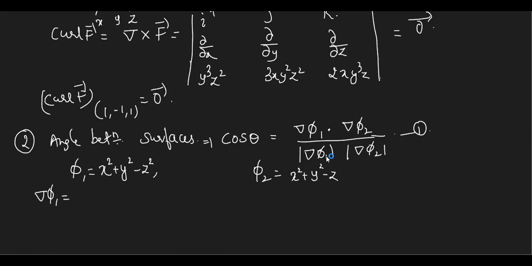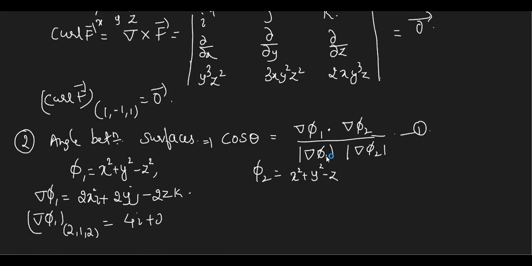So derivative of this phi 1 with respect to x is 2x. Correct? 2x i plus 2y j minus 2z k, because it's a vector quantity. Am I correct? So this should be found at which point? What is the point here given? 2, 1, 2, no? Yes, let us find that. 2, 1, 2. So 2 2s are 4, 2 1s are 2, 2 2s are 4. This is my del phi 1. Similarly, find del phi 2. Anybody has got the answer?